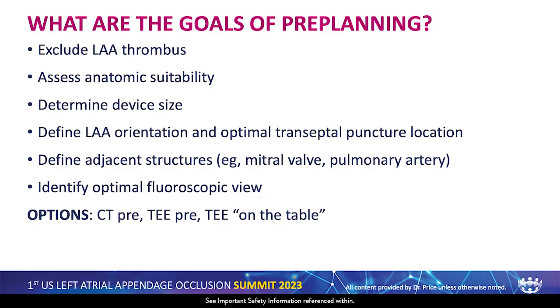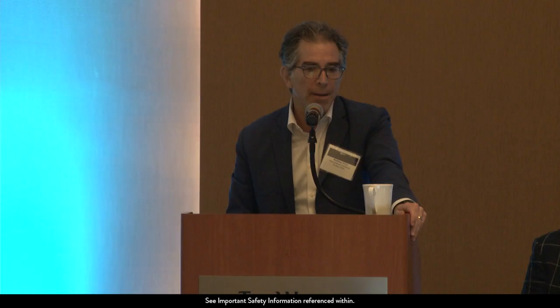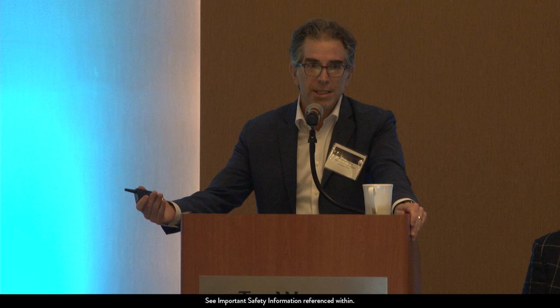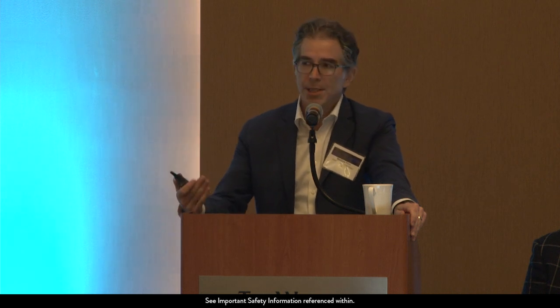So what are the goals of pre-planning? One, to exclude LAA thrombus. Two, to assess anatomical suitability to determine device size. Three, as Thaby beautifully illustrated, to define the LAA orientation and optimal transseptal puncture location. Four, to define adjacent structures like the mitral valve or the pulmonary artery. And five, to identify the optimal fluoroscopic view. I think this is less important because you can often just figure it out by angiography. And your options really are CT pre, TEE pre, or TEE on the table.